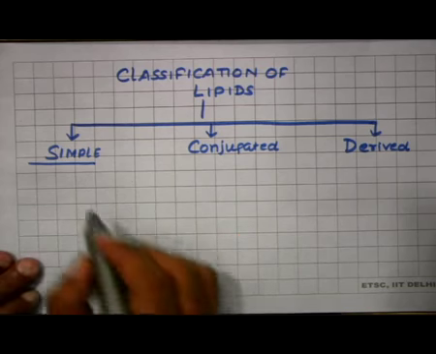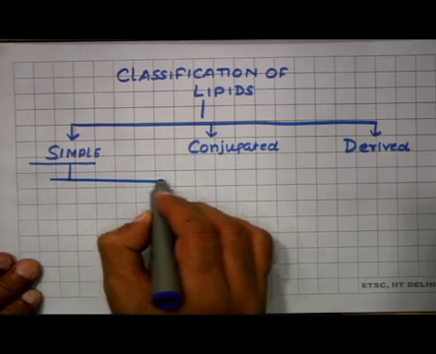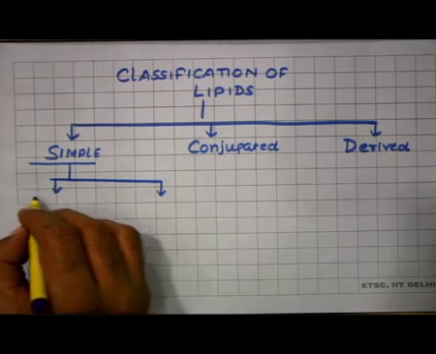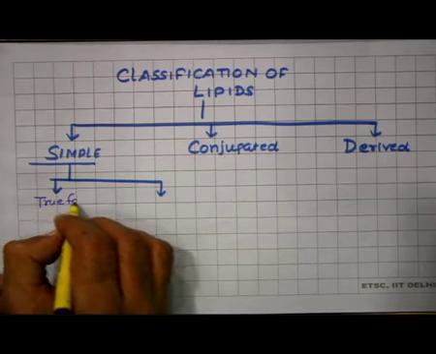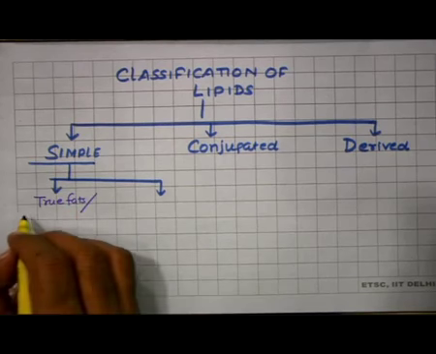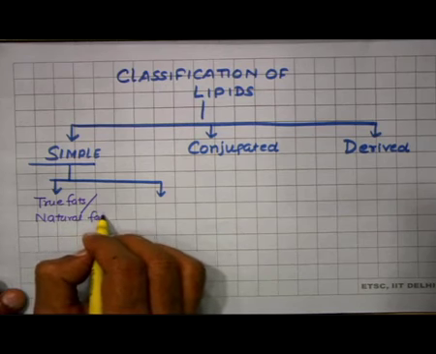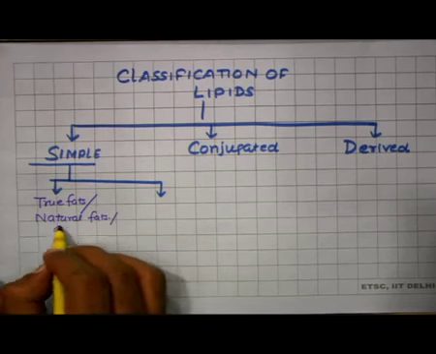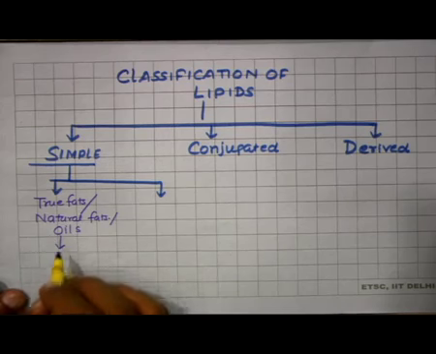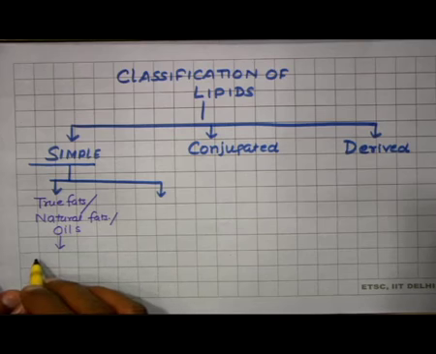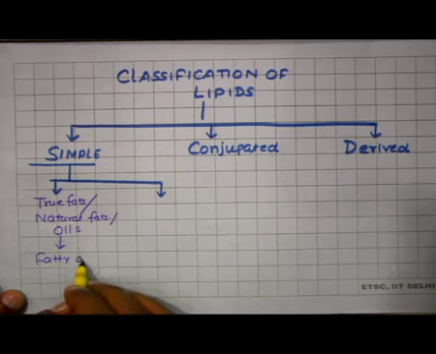Simple lipid is also divided into 2 forms. The first one is called true fats, also called natural fat or oils. These natural fats or oils are simply formed by the combination of fatty acid and glycerol.